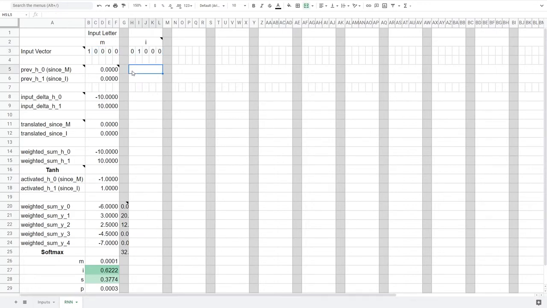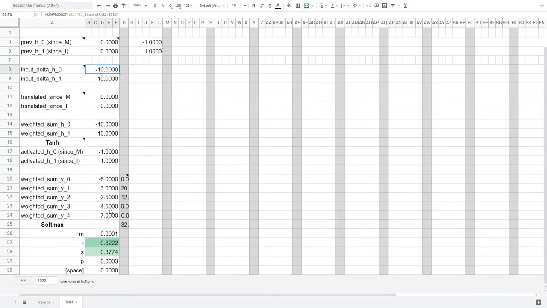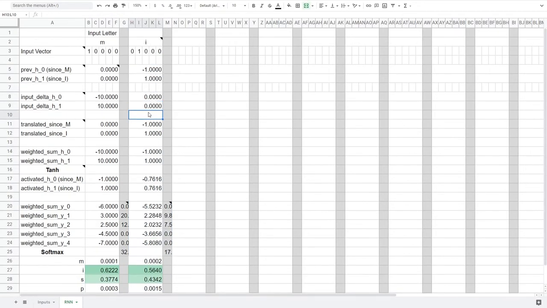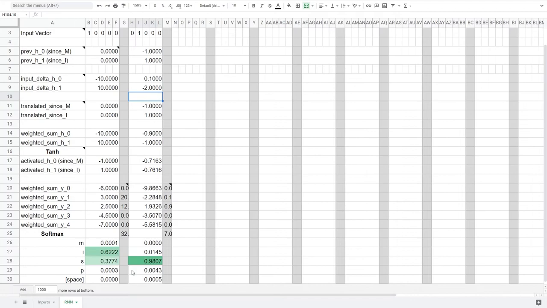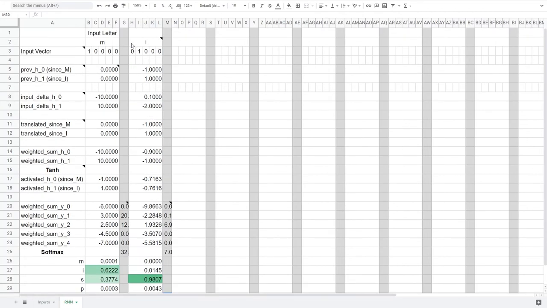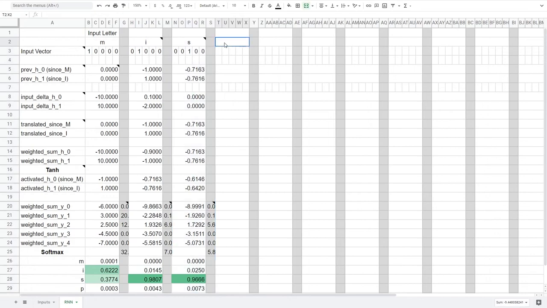We just need to feed the previous hidden values into this computation. And copy the computation over. Yes, we also need to figure out the rest of our weights between the input layer and the hidden layer. For the I, we said it should dramatically reduce the since I hidden value and have a small positive value on since M. Let's try a negative 2 for the first weight and 0.1 for the second weight. Oh good, the network is predicting an S comes next. Let's copy our whole computation chain over to the rest of the empty space.